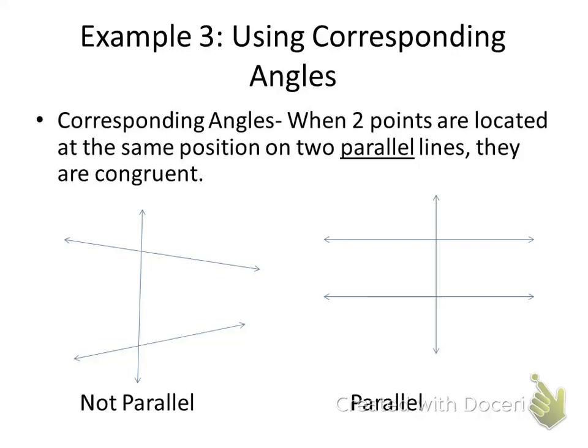So this is part 2. We're picking up from Friday, what we talked about with the parallel and perpendicular lines, all right? So I need you to write down this definition. Corresponding angles occur when 2 points are located at the same position on 2 different parallel lines. They are always congruent, so they will have the same measure. Go ahead and copy these 2 diagrams down and the definition.